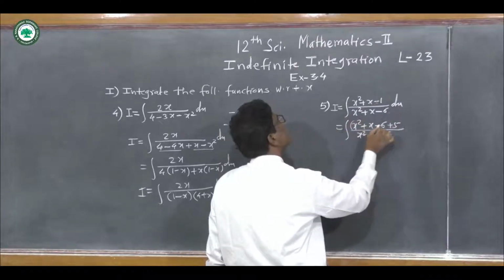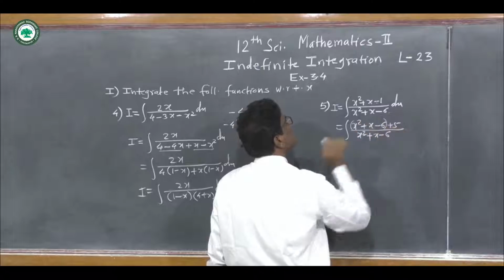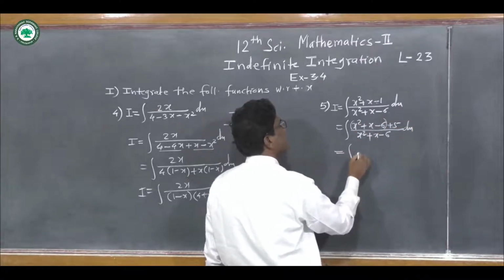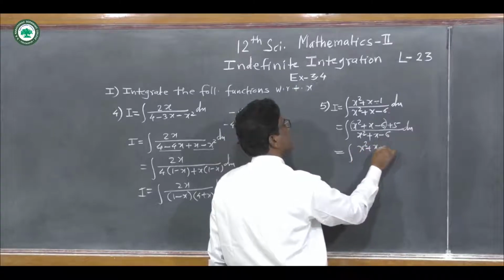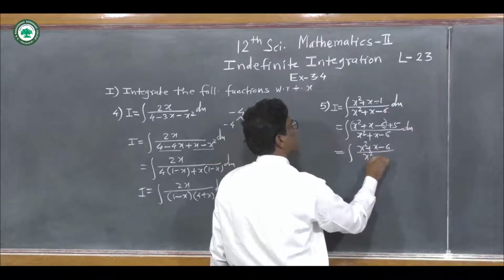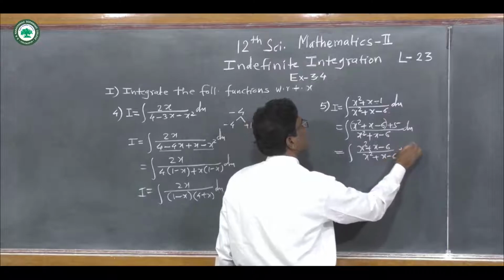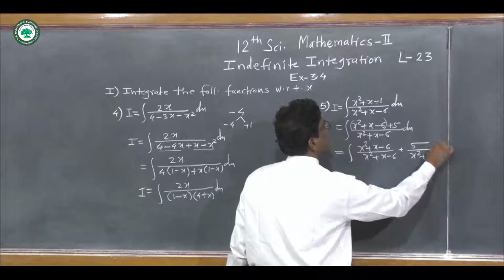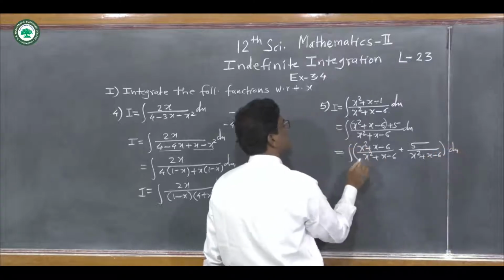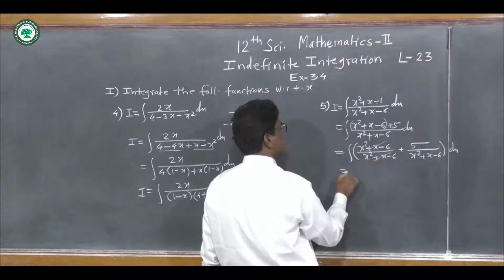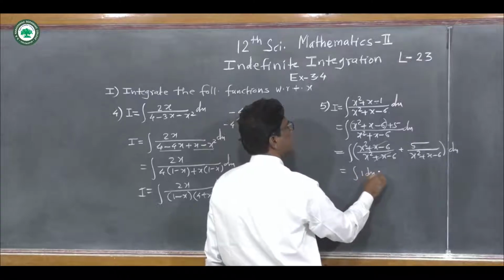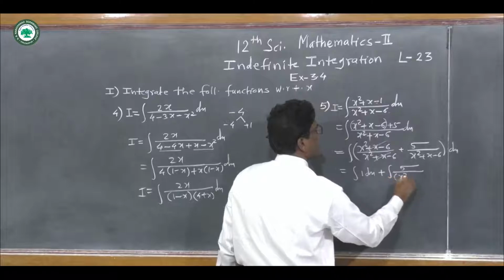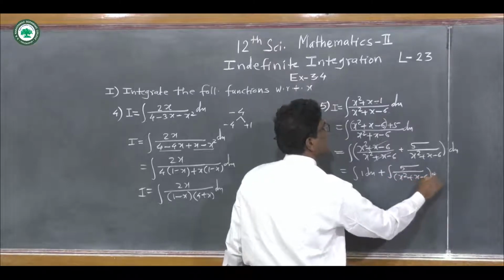And now we consider this one term and this another term and divide separately. And so we get integration of x square plus x minus 6 upon x square plus x minus 6, plus 5 upon x square plus x minus 6, dx. And now take separate integration. We cancel this. So this is equal to integration of 1 dx plus integration of 5 upon x square plus x minus 6 dx.